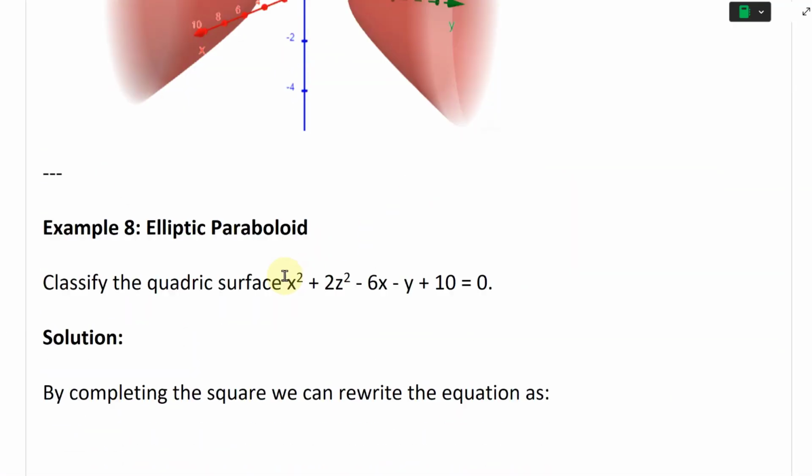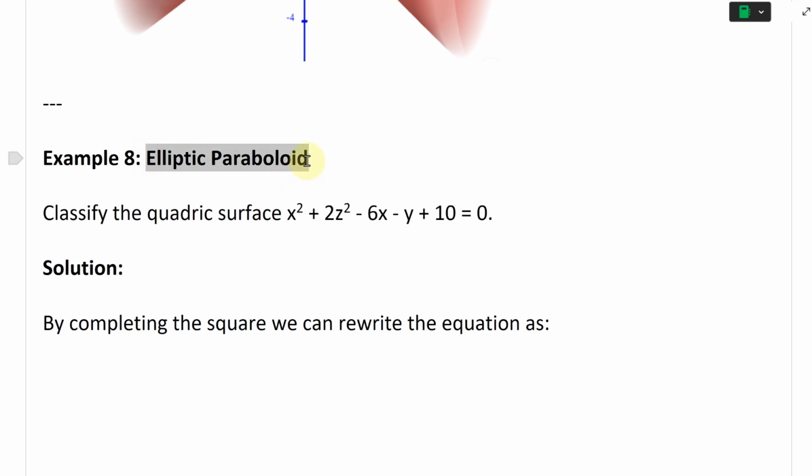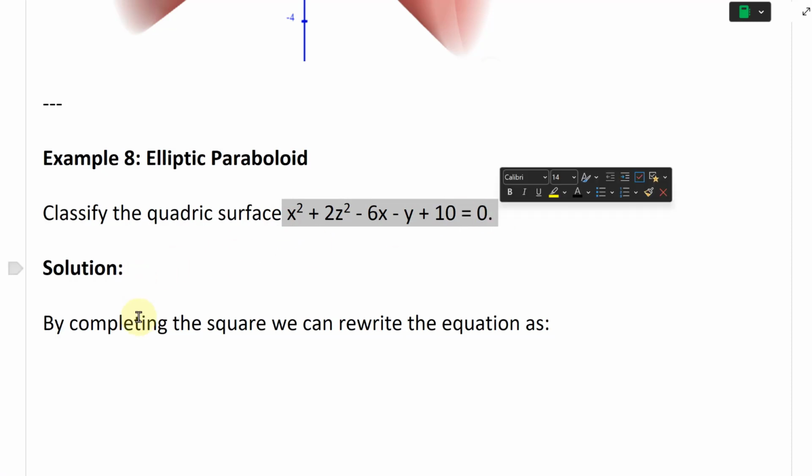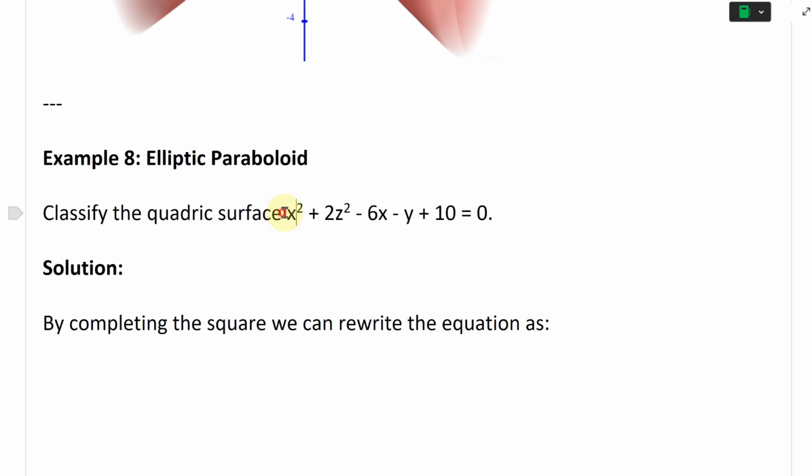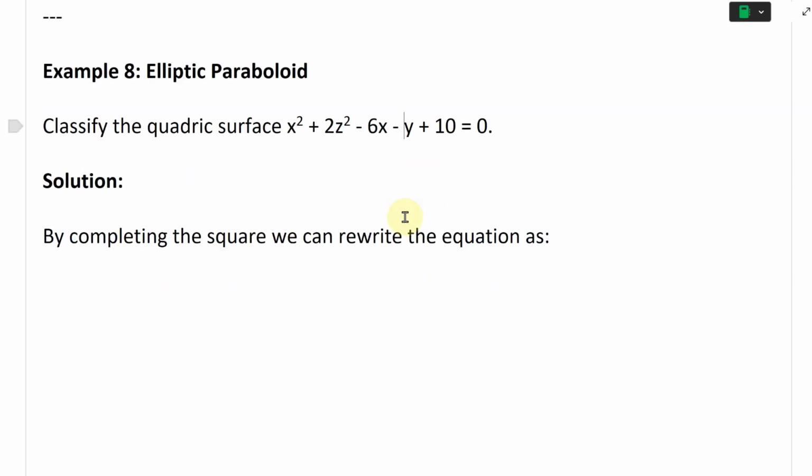All right, and now let's take a look at example 8. This is dealing with an elliptic paraboloid. And so this one we're asked to classify the quadric surface x squared plus 2z squared minus 6x minus y plus 10 equals 0. So I already told the answer, but it's showing how it is also difficult here. So by completing the square, we can rewrite this equation. So we're going to do some completing the square to get this in that standard or just more tangible form, because we have this x right here and the y. We want to get rid of those, and we can do that with completing the square.